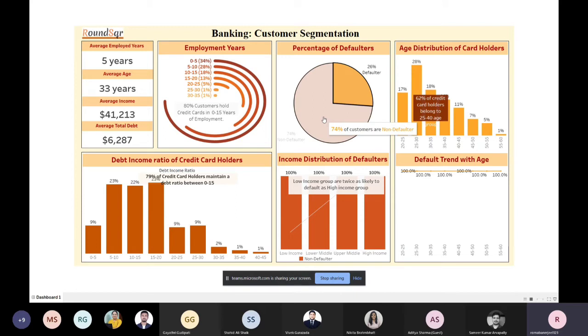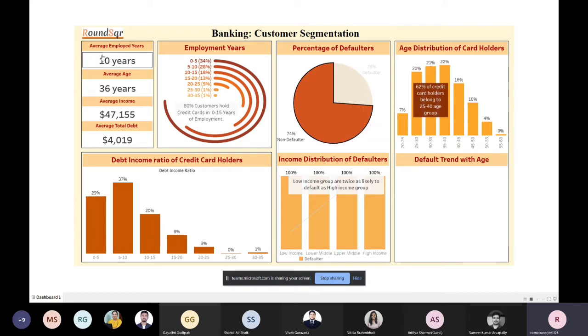Same with non-defaulters. If we select, we see it's 10 years of employment, 36 years of age. They maintain a debt ratio, most of them, between 0 to 10. So this way we can differentiate between them.